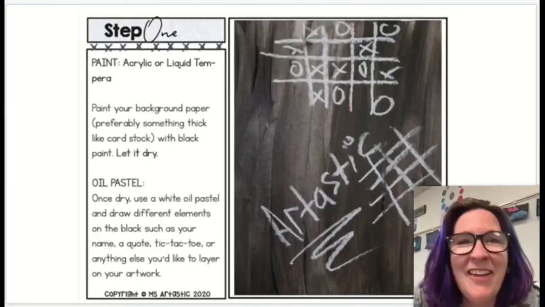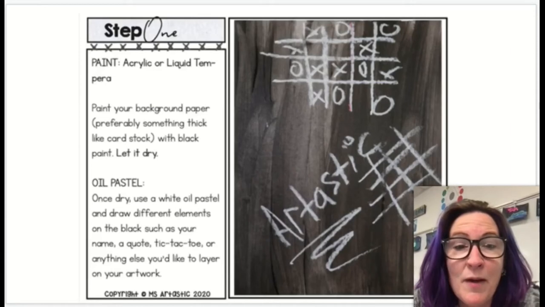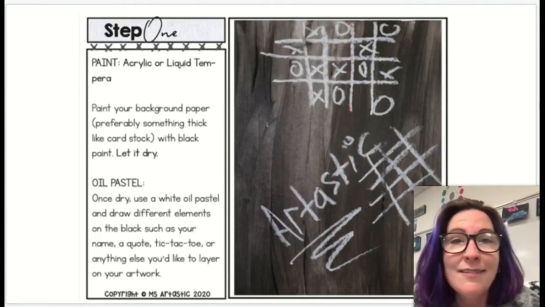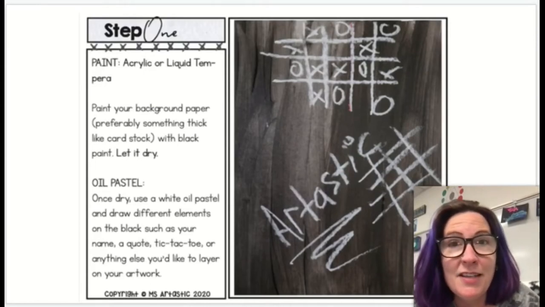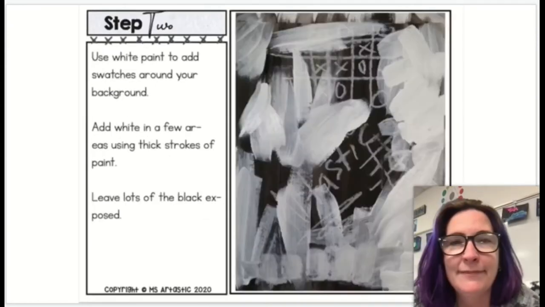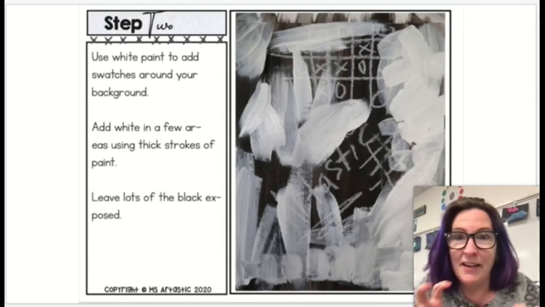Okay, first step today, we're going to paint the background black with watered down tempera. Once it's dry, we will create texture using oil pastel. Next, we'll use white paint to make little swatches of texture here and there.